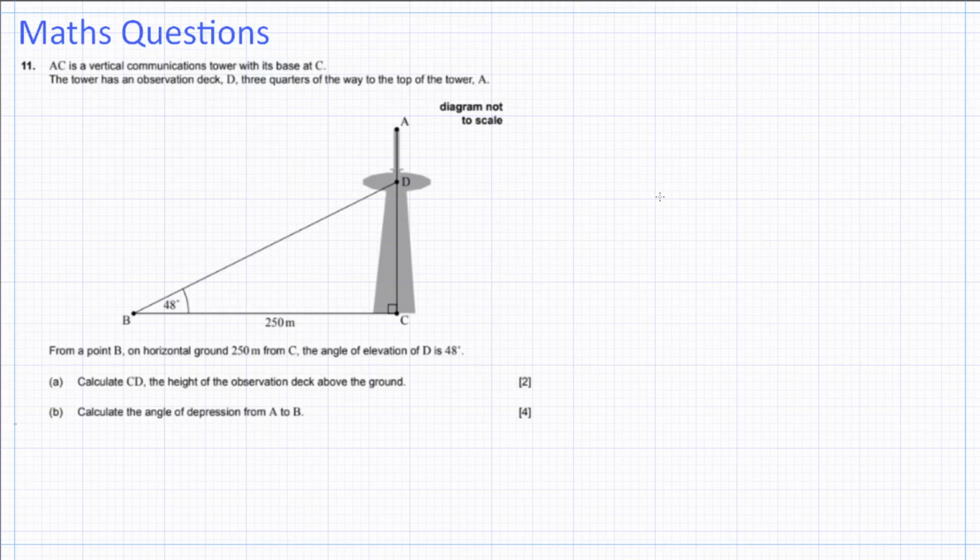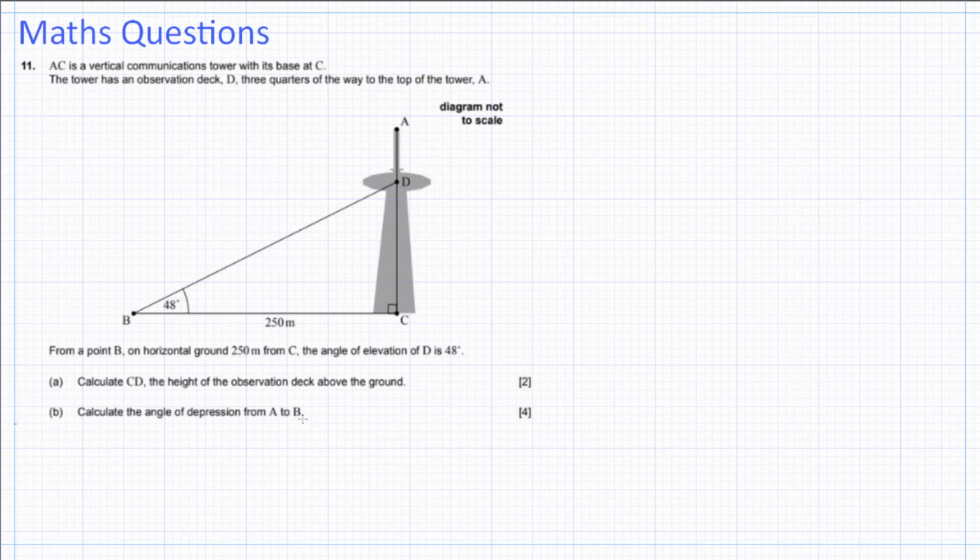So we've got a trigonometry question here. AC is a vertical tower with base at C. The tower has an observation deck at point D, 3/4 of the way to the top of the tower. From point B, on horizontal ground 250 meters from C, the angle of elevation of D is 48 degrees. Calculate CD, the height of the observation deck above the ground.